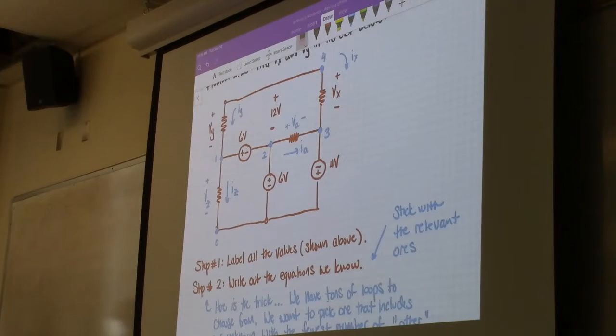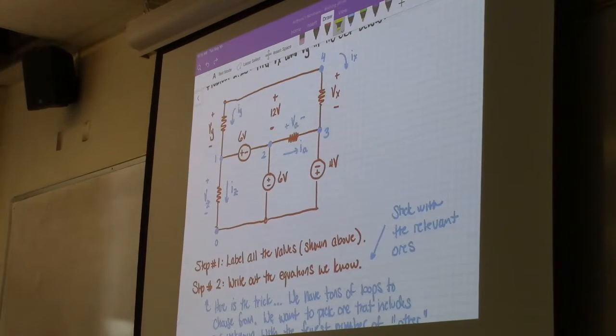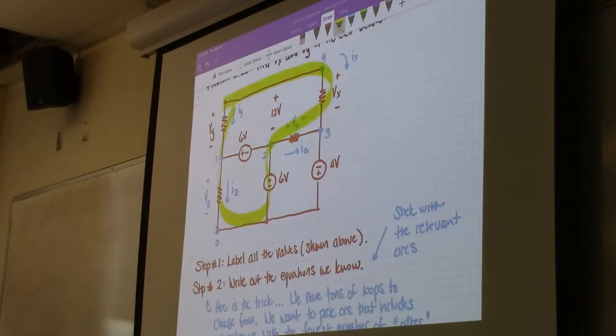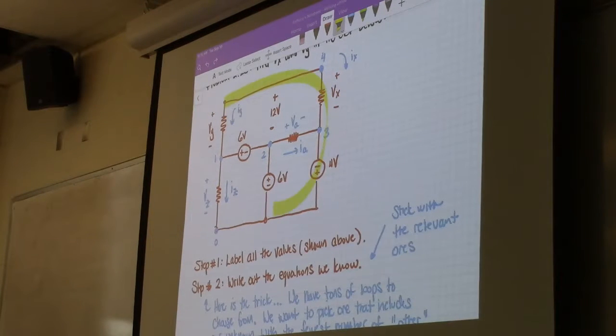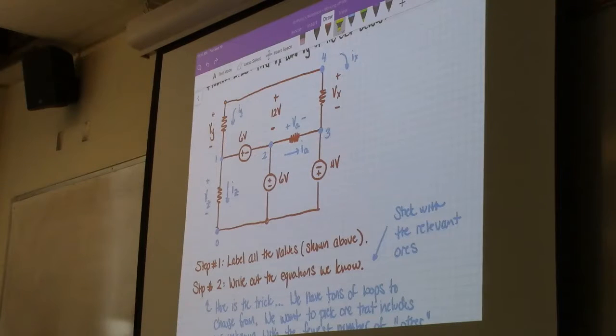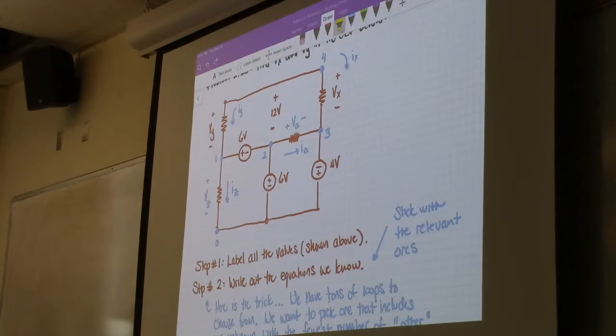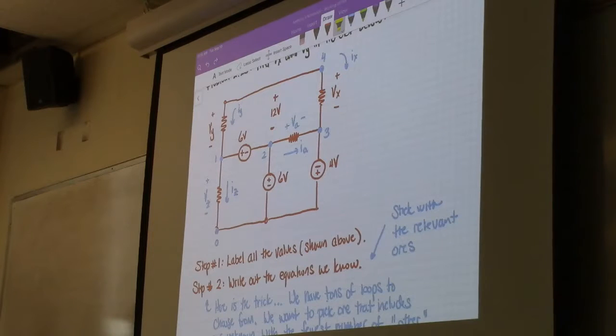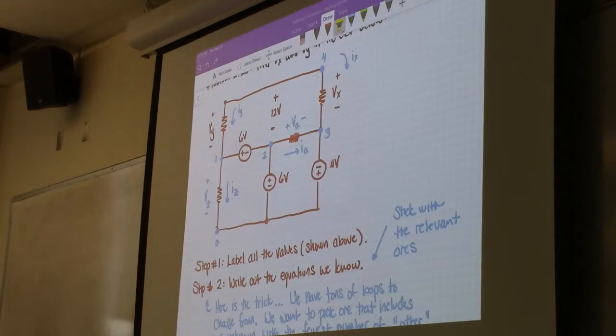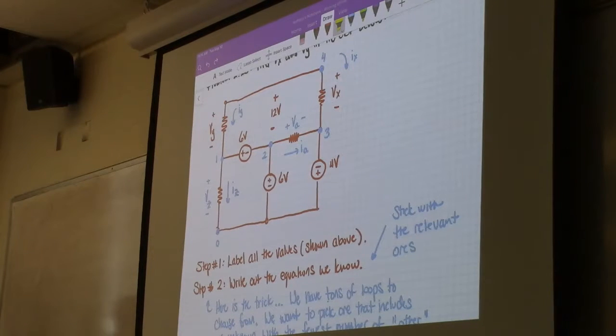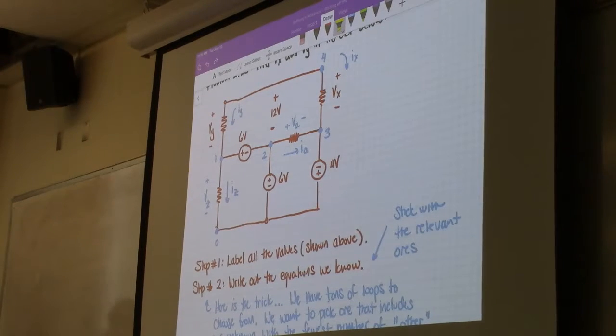So there's lots of loops that you can choose here, right? You could choose a loop that looked like this. You could choose a loop that looked like this. You could choose a loop that looked like this. You could choose, I mean, et cetera, et cetera. But we have an unknown that we're trying to define, and we know that KVL goes by the loop, so we just want to find the loop that includes our unknown and has as few other unknowns as possible, right? Because that'll give us one unknown, one equation, and we solve.